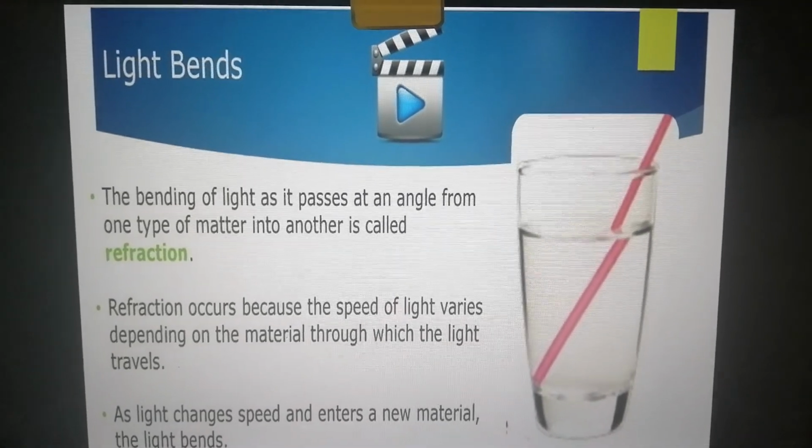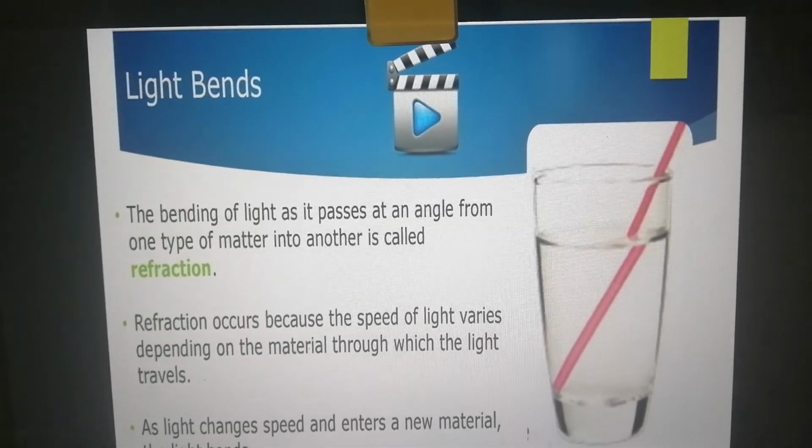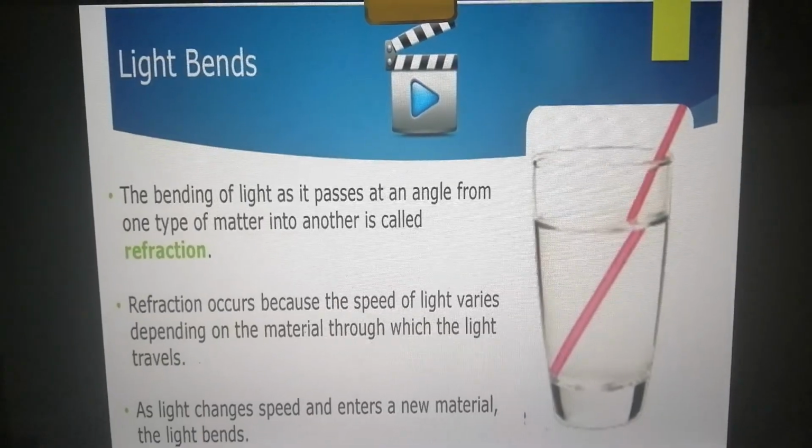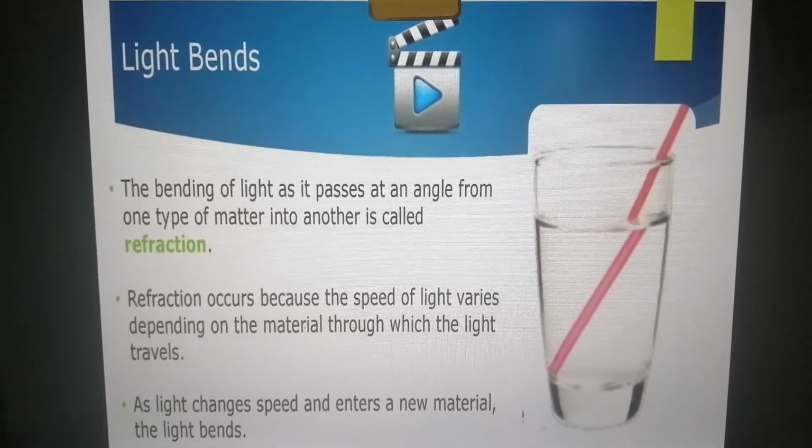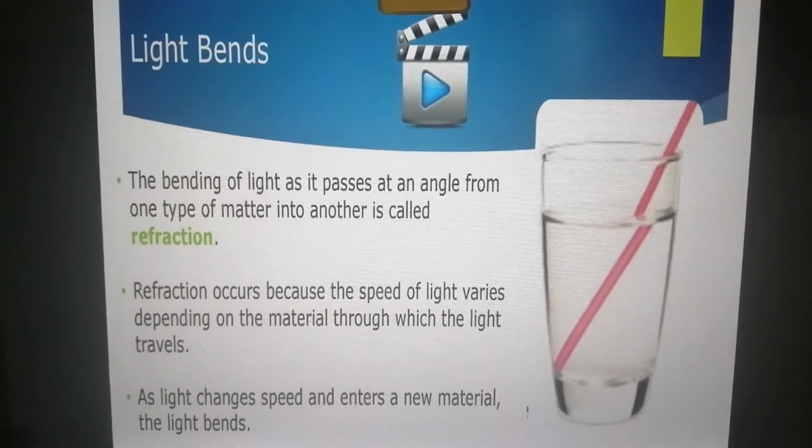Good morning, girls. Today's lesson is about refraction, lenses, and the types of lenses. First, we will talk about refraction, or the bending of light.